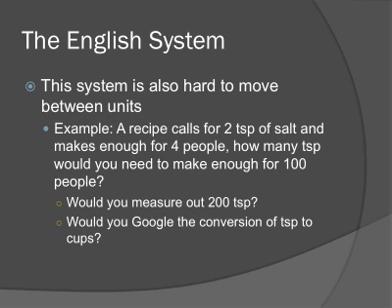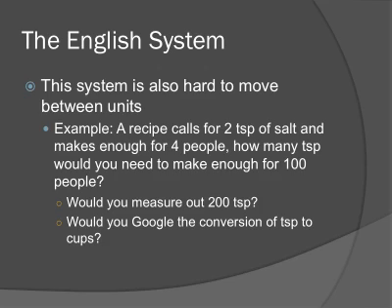Another downfall to the English system is it's really hard to move between units because oftentimes there's not an easy conversion factor, and every conversion factor is different. For instance, there are 12 inches in a foot, but there are 3 feet in a yard, so the numbers are always different. Or there are 60 seconds in a minute, and 60 minutes in an hour, but there are 24 hours in the day, and then there are 36 days in the year.